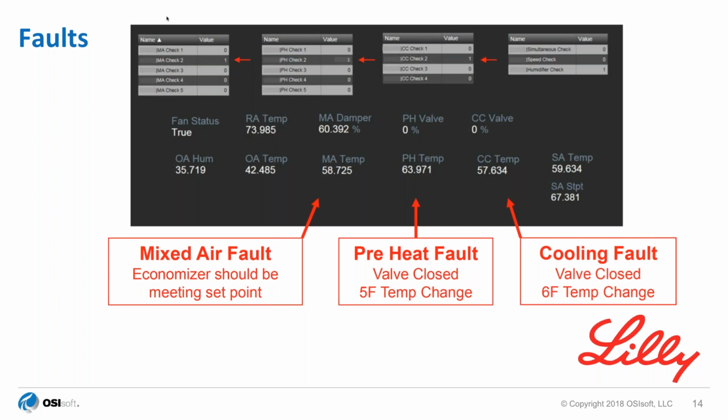So either the automation system did not trigger a heat command or the valve's broken, but I know I have a 5 degree change. So I'm assuming at this point the valve is broken or some function is broken. So I have the second fault. I know I have a damper issue. Now I have a heat valve issue. Second, I lose 6 degrees in my cooling coil, but its valve's closed. So my supply air is 59 degrees, 8 degrees below.